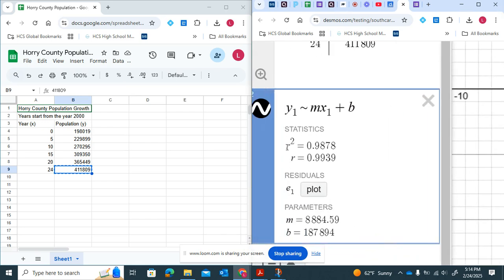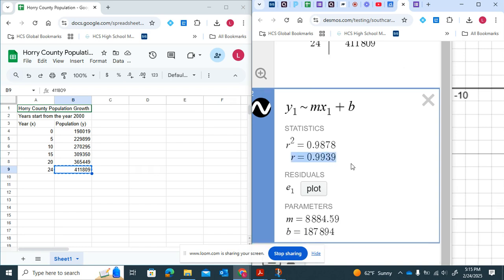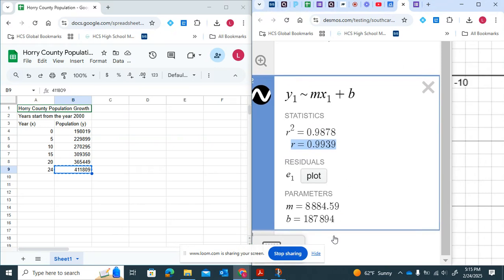After I type in y1 squiggly mx1 plus b, one thing I didn't really talk about is that the R value, not the R squared, the R value, is the correlation coefficient. So based on this data, there is a strong positive correlation between the amount of years and the population. Sometimes they ask specifically what the correlation coefficient is, and as soon as you type in y1 squiggly mx1 plus b, it literally just tells you right here.